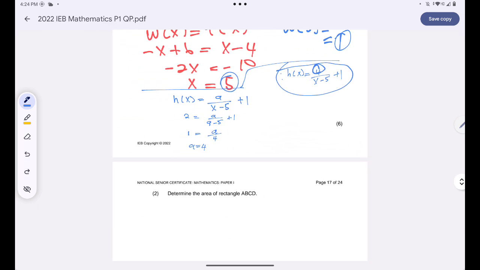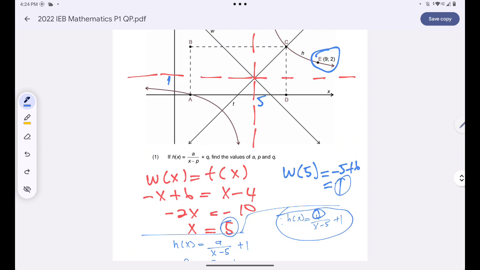Okay, and now I'm supposed to determine the area of the rectangle. The area of the rectangle, okay, if I can find the coordinates of A and D, I'll be able to find the base of my rectangle. And then if I can find the coordinates of C, the y value at C will tell me about the height of my rectangle, right?